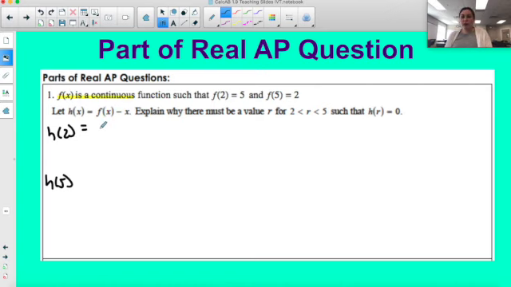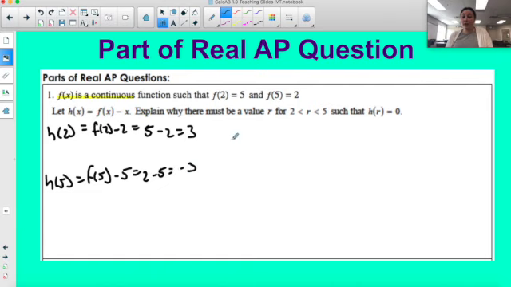Okay, so let's start with h of 2. So h of 2 equals f of 2 minus 2. F of 2 is 5, so that's 5 minus 2, which is 3. H of 5 is f of 5 minus 5. So that's 2 minus 5, which is negative 3. Okay, great, because 0 is in between 3 and negative 3. So perfect, that's what we want.